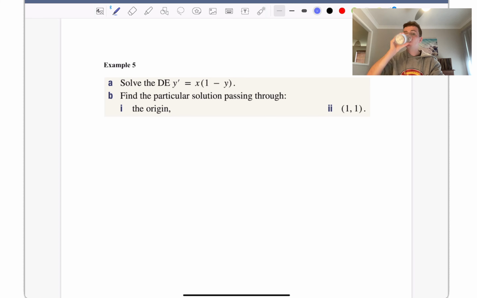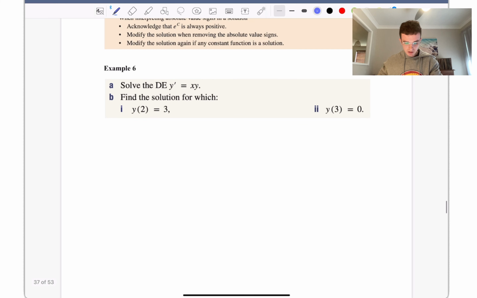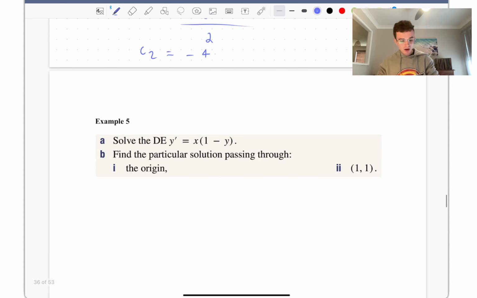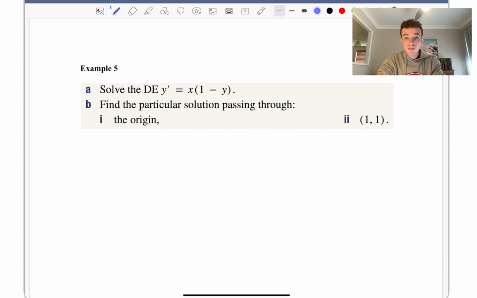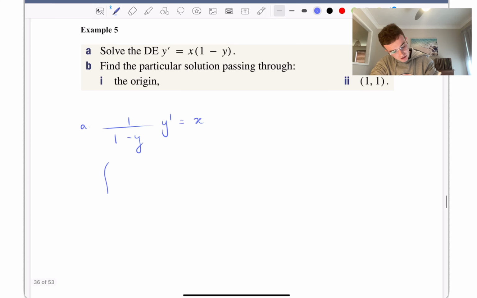Okay. Last two examples. So we're solving the equation y dash is equal to x times 1 minus y. So first of all, this is a first order differential equation because the highest derivative is the first derivative, and it's separable because it's a product of a function of x and a function of y. So we're going to divide this over and say this is 1 over 1 minus y times y dash is equal to x. Then we can say this is the integral of 1 over 1 minus y dy is equal to the integral of x dx.